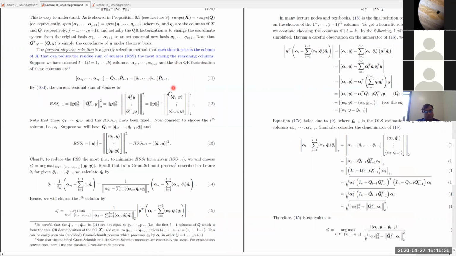Now, the thin QR factorization gives me this, suppose. Again, because I'm running the Lth step, all of these, alpha S1 to alpha S_{L-1}, and also Q tilde and R tilde, R_{L-1}, I already know. Now see the idea again. It selects the column among the remaining columns of X that can reduce the RSS the most.